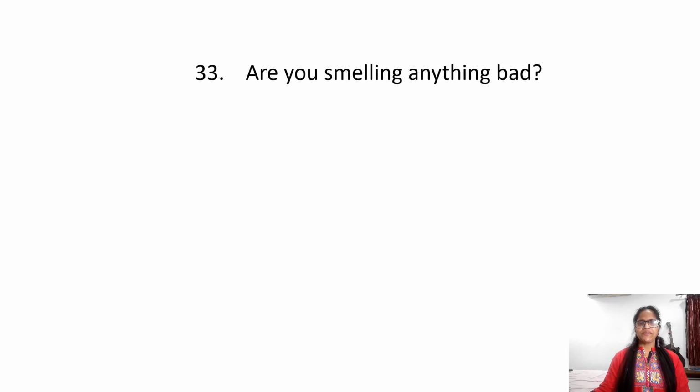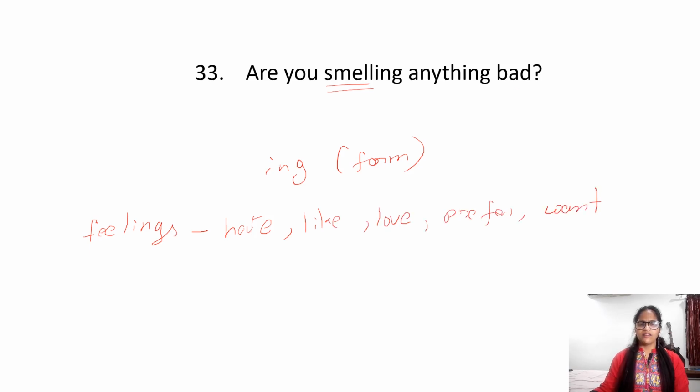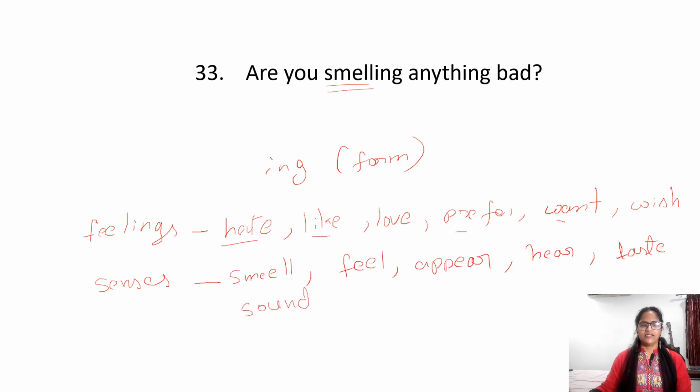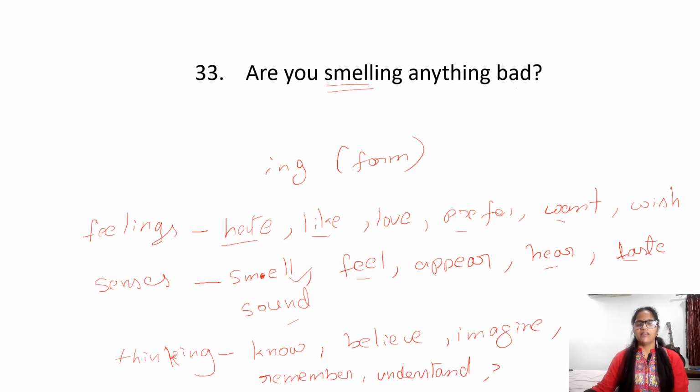Next sentence. "Are you smelling anything bad?" Certain words in English do not take the ing form. Words that do not take the ing form are names of feelings like hate, like, love, prefer, want, wish. All these words do not take ing forms. Similarly, senses like smell, feel, appear, hear, taste, sound. All these words do not take ing forms. Words referring to thinking like know, believe, imagine, remember, understand, realize, recognize do not take ing forms.